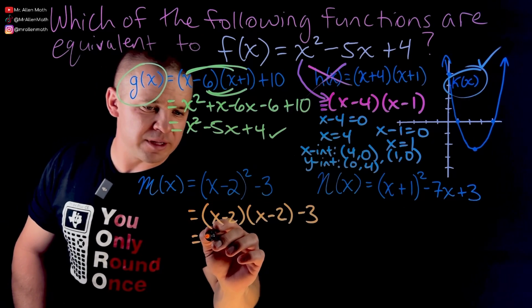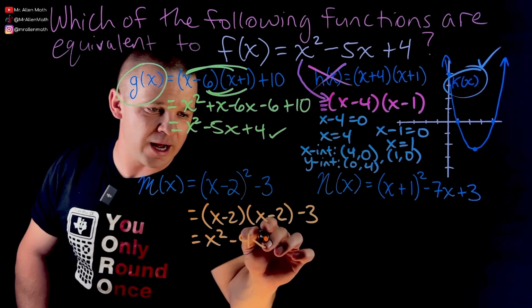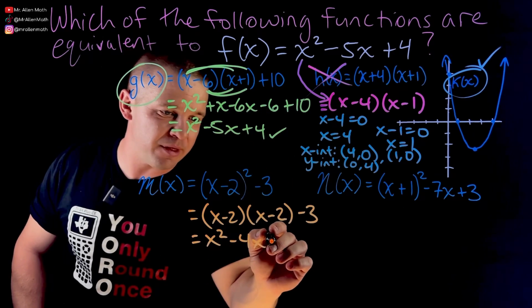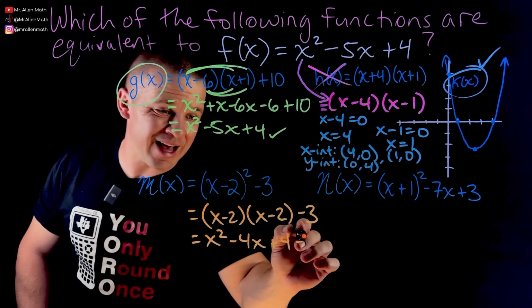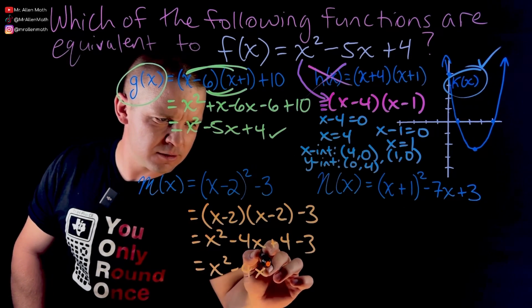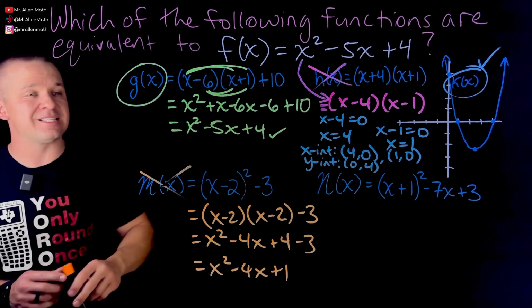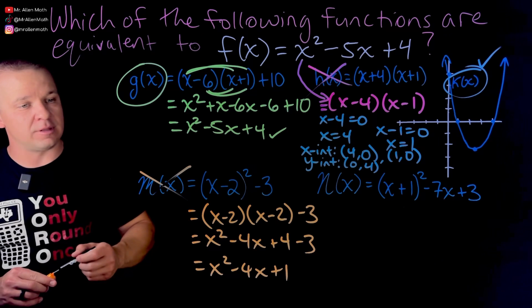All right, now I have to multiply this out. So we have x squared. We have negative 2x and negative 2x. That's negative 4x. I am going to skip that step I talked about up there. See if you guys can handle that. And now I have x squared minus 4x plus 1. Okay, so nope. m of x is not going to be our answer there.